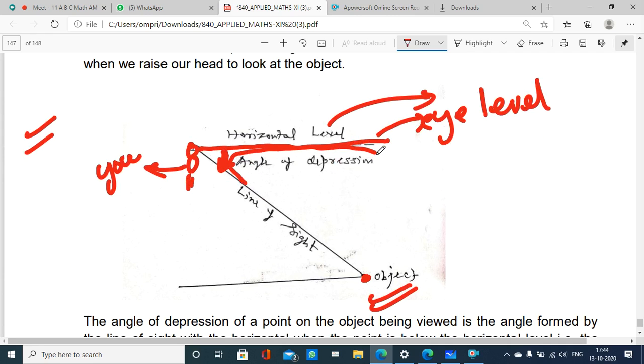So this angle is called angle of depression. Depression means what? You have to dip your head, right? That is why it is called angle of depression. You get it? That is, this angle is called angle of depression. Anybody has any doubt so far?